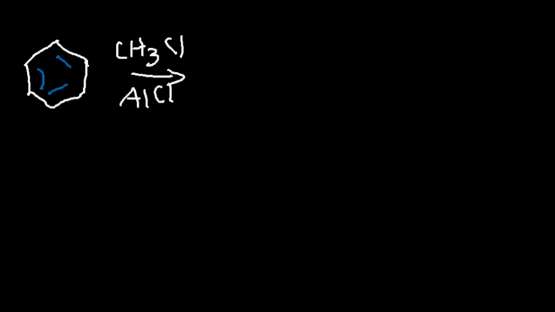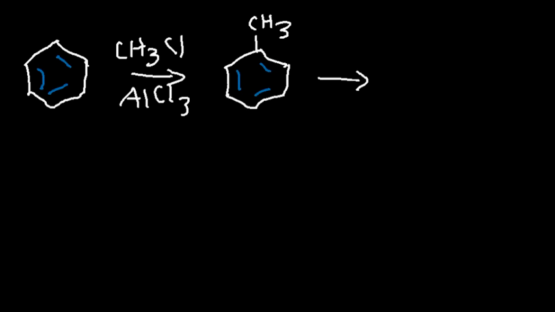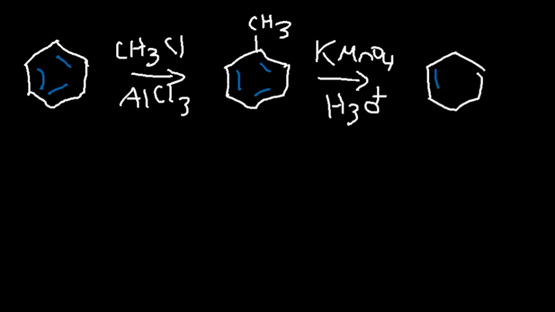So now let's see what we get for answer choice C. So starting with benzene, we're going to add methyl chloride first. As soon as we add the methyl group, what we now have is called toluene. That's the benzene ring combined with the CH3. And then once we oxidize it with potassium permanganate in H3O+, it's going to convert into a carboxylic acid.